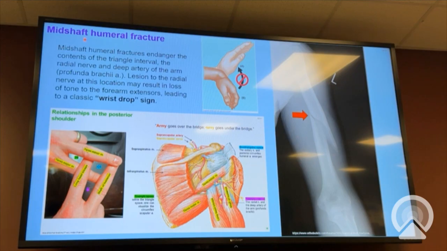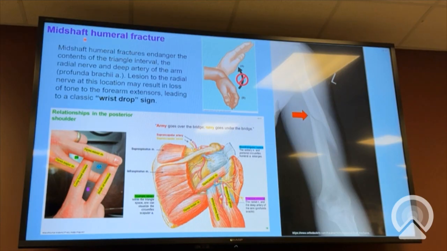And since they're always active, a little bit of tone all the time, if you lose one group, then the other group is going to take up that space. You won't even have to try. So this is why the radial nerve lesion here shows up as a wrist drop. They call this a wrist drop sign.